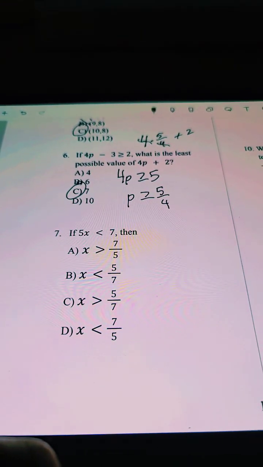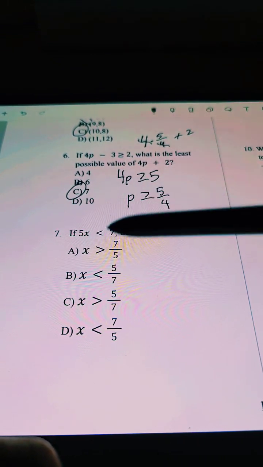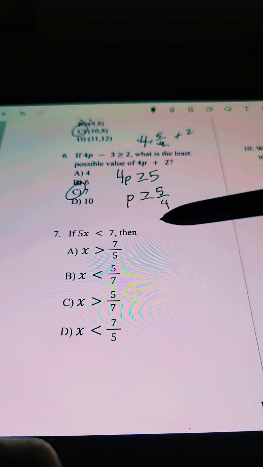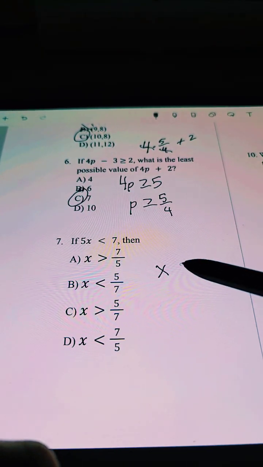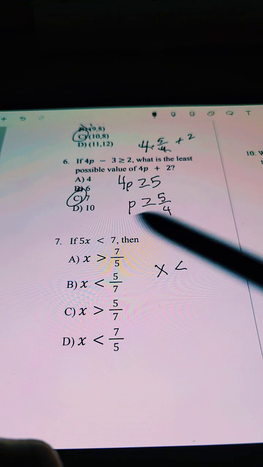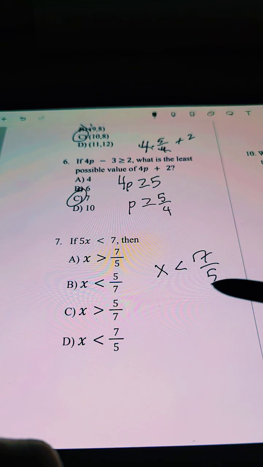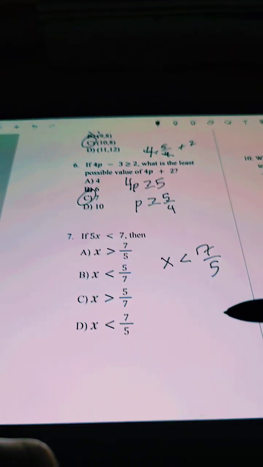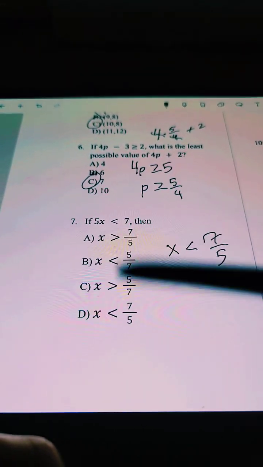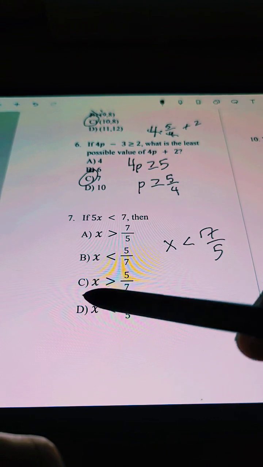Okay, so let's keep on going. So for number 7, if 5x is less than 7, then you're basically just solving for x. So this is pretty easy. You just have to divide by 5 on each side and you would get this. X is less than 7/5. And oh my god, the thing where it flips numbers in my brain is tripping me out. So then it's going to be D.